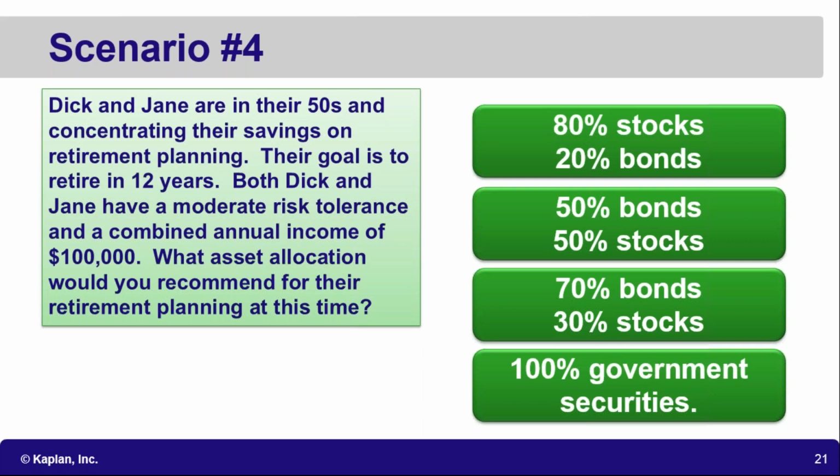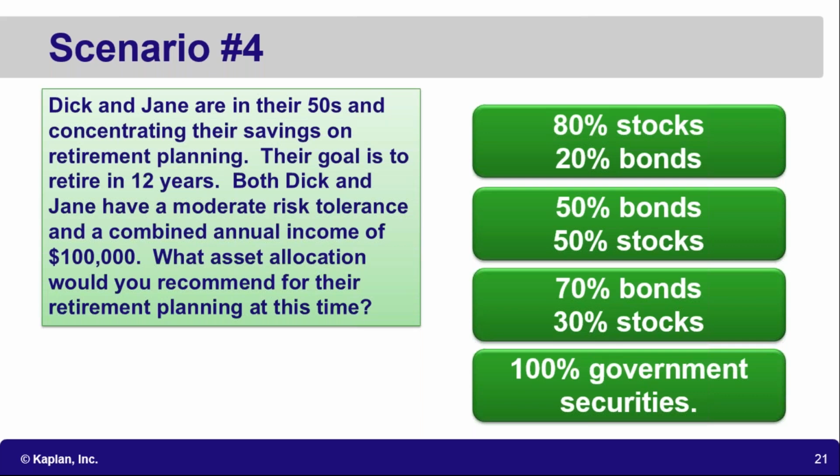70-30 with bonds. They've got 12 years to go for investments. If they've got 70% in bonds, they're not going to meet their retirement goal. They need to have more in stocks than just 70-30. And the last one says 100% in government type securities. Well, we know that's going to be a low rate of return for them because it's super, super safe investments. That's not going to do the job either.